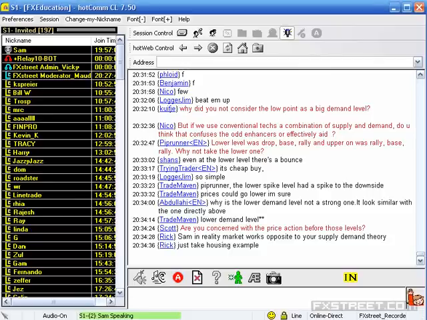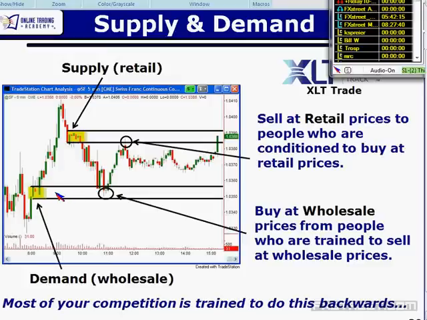So another way to talk through this trade is this. When we bought here, we just bought at wholesale prices from people who are trained and conditioned to sell at wholesale prices. And then we sold at retail prices to people who are trained and conditioned to buy at retail prices. Make sense? Does that make sense? Okay.